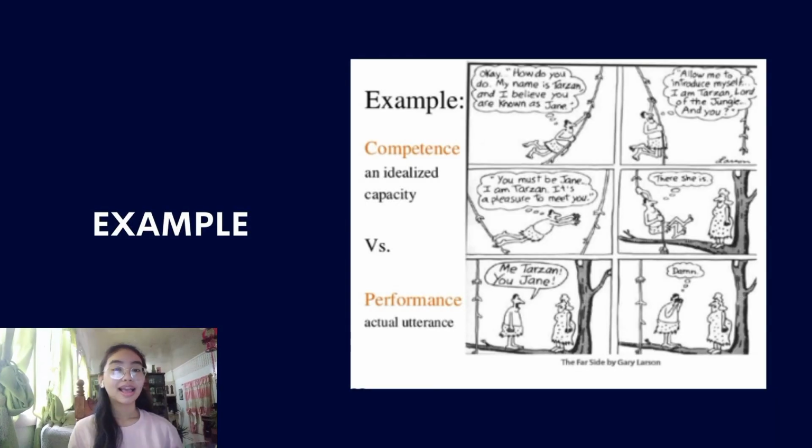Let's take a look at this picture. What have you observed? That's right. So in the competence part, Tarzan's sentence was grammatically correct. However, going down to the performance, in his utterance, there are some errors. So that is the difference between competence and performance, and that is the notion of Noam Chomsky.